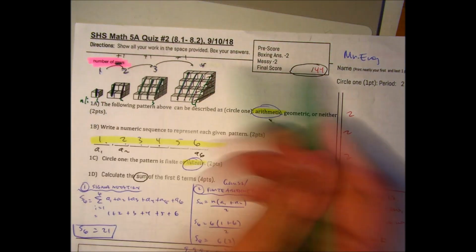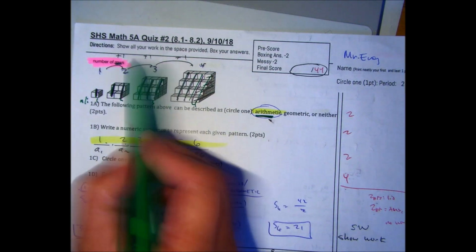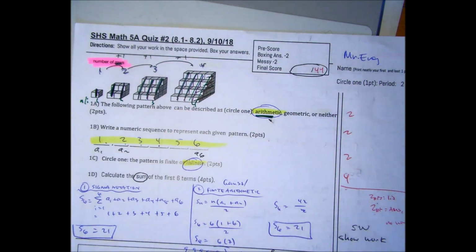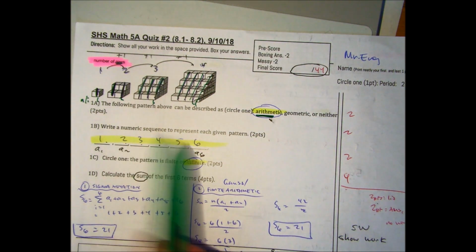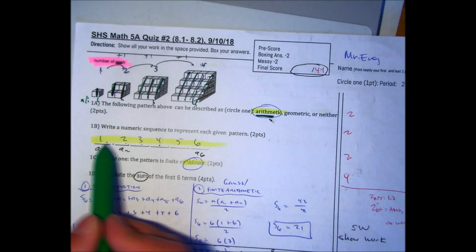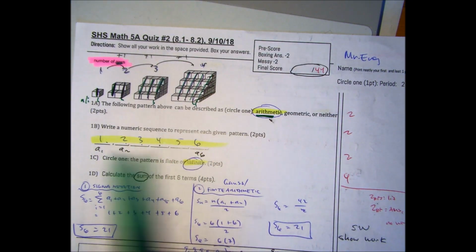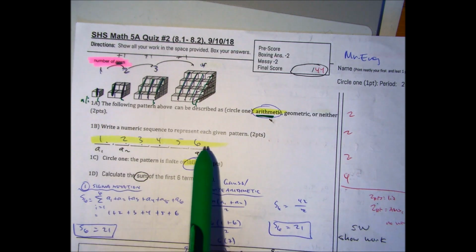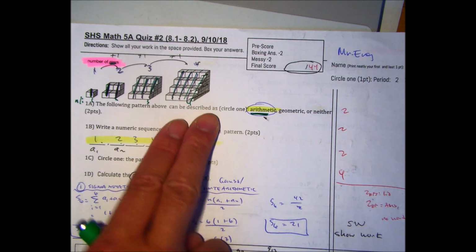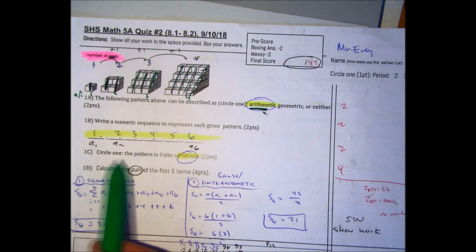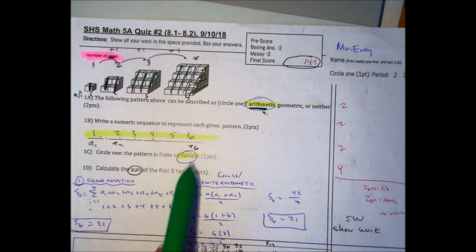So this is an arithmetic sequence, because you have a common difference of plus 1. 1b, write a numeric sequence to represent each given pattern. Well, I already have the numbers 1, 2, 3, and 4. All you had to do is just add the numbers 5 and 6. If you got all of those numbers, you got 2 points. If you wrote just half the list, then I gave you 1 point. 1c, circle 1. The pattern is infinite because you can keep adding more rows.